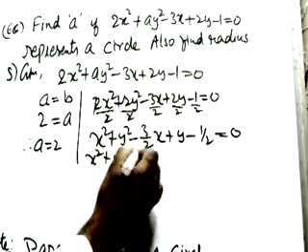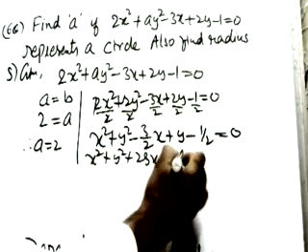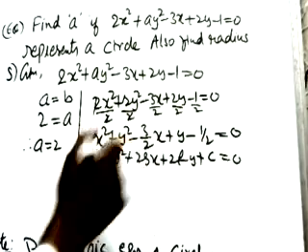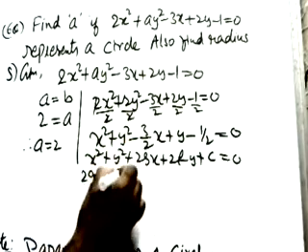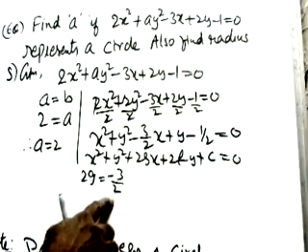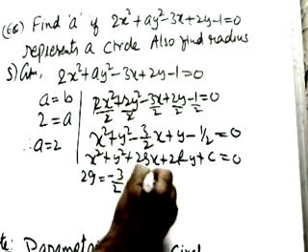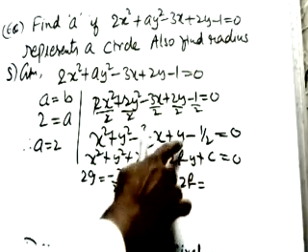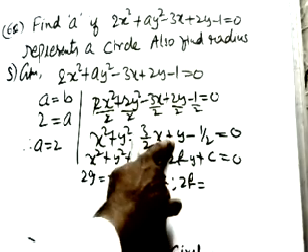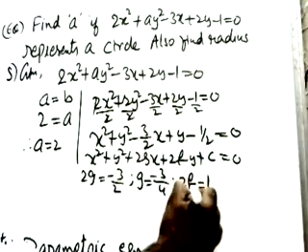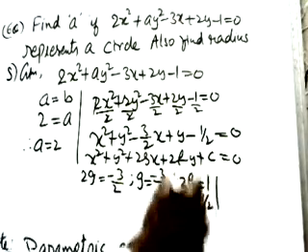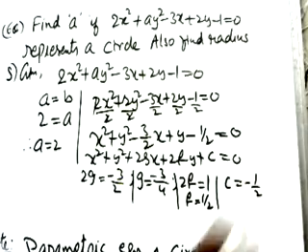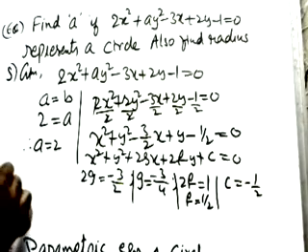Now let me compare this with the general form: x square plus y square plus 2gx plus 2fy plus c equals 0. In place of 2g, we have minus 3 by 2. Bring this 2 here. Therefore g equals minus 3 by 4. Now in place of 2f, the y coefficient is 1 here, so f equals 1 by 2. Lastly, c is minus 1 by 2.